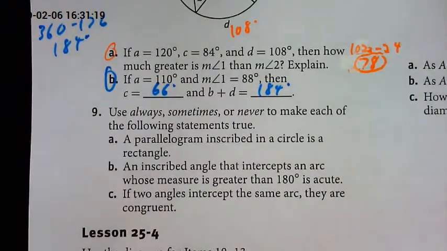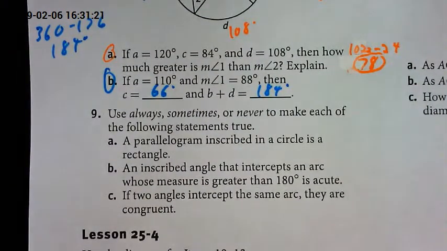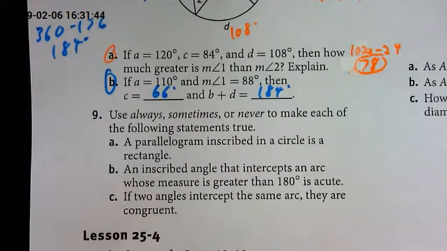Use always, sometimes, or never to make each of the following statements true. A parallelogram inscribed in a circle is a rectangle. Not necessarily. Sometimes. A parallelogram inscribed in a circle is a rectangle. All right, let's think about it. So, let's think about some properties of a parallelogram. What do you know about the opposite angles in a parallelogram? Opposite angles are congruent in a parallelogram.